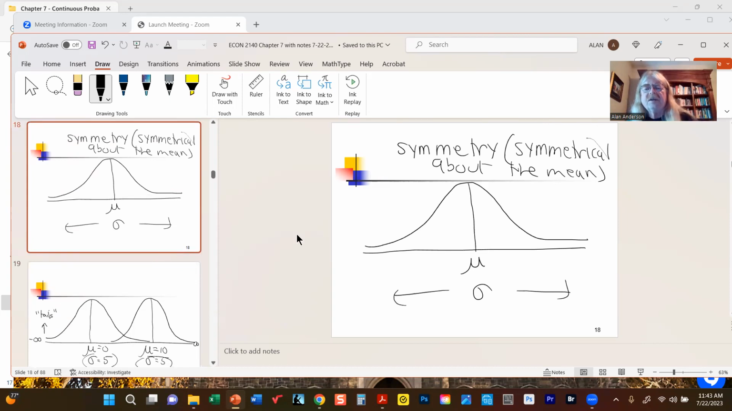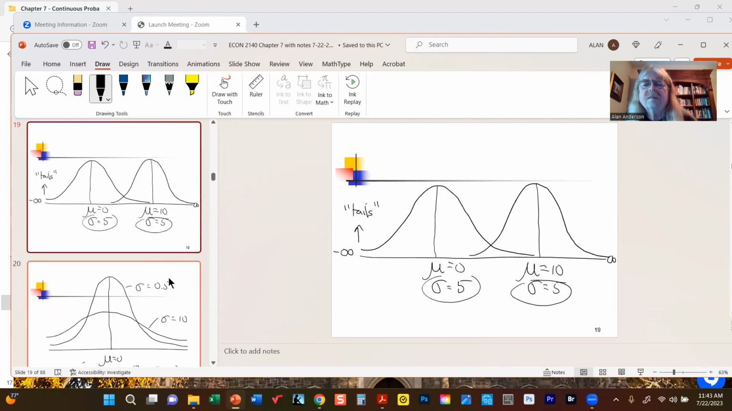This graph is here because I wanted you to see that the mean tells me the center of the distribution, in other words, where it reaches its maximum value. The standard deviation basically tells me how spread out the curve is. There are different ways it can be spread out, all of which, though, retain that standard bell-shaped curve look. So here's what I mean.